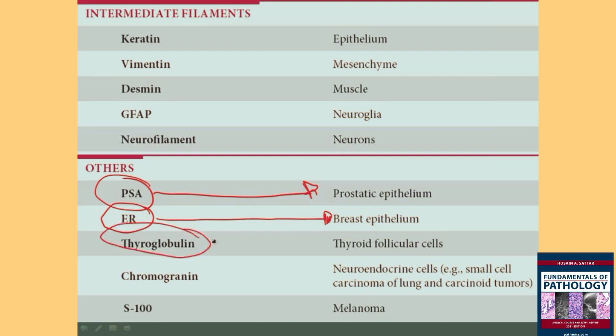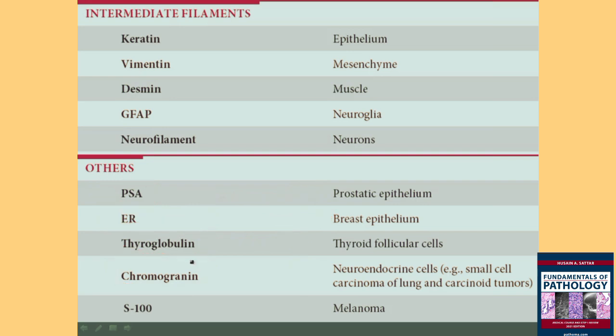Thyroglobulin would help me to identify a thyroid cancer. Chromogranin would help me to identify neuroendocrine carcinomas. And I would say from my personal experience that chromogranin is a relatively high-yield stain to be familiar with. It's commonly tested by examiners.